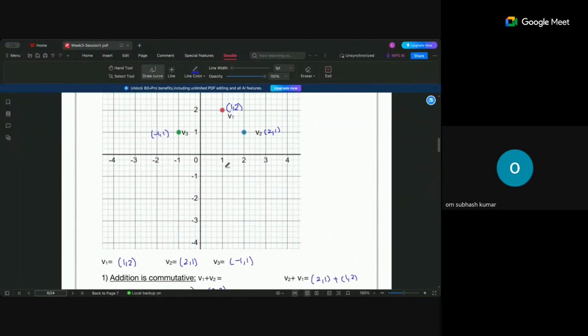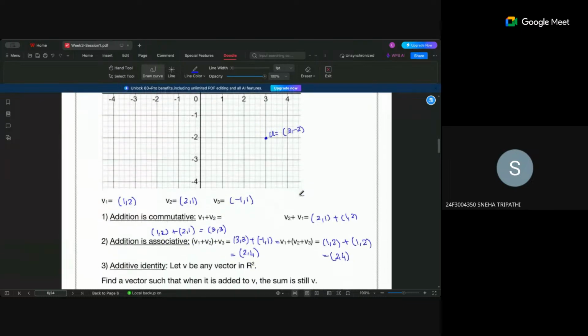So maybe if you want a different example, I can take another vector u and show you. What is this vector? Can you tell me? Minus 3, minus 2. Okay. Now let us call this V1 plus U. What is V1 plus U? 4, 0. Yes. Now what about U plus V1? So U is minus 3, minus 2. So now it is again 4, 0.